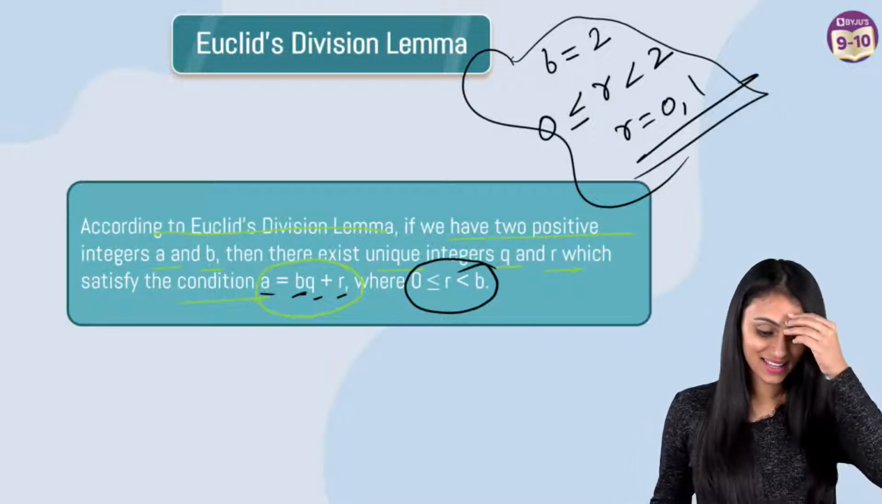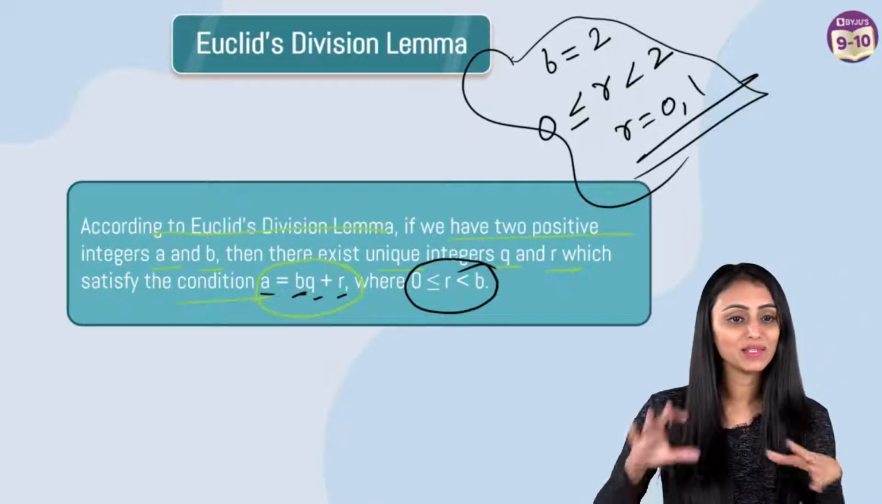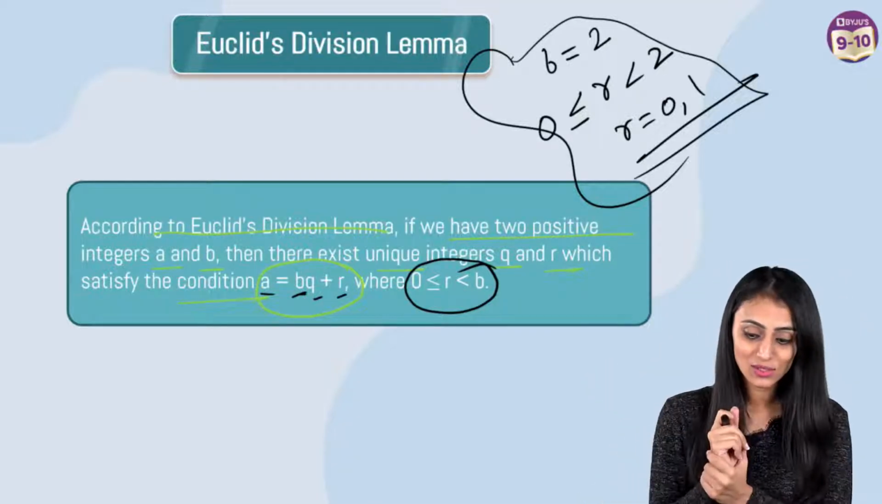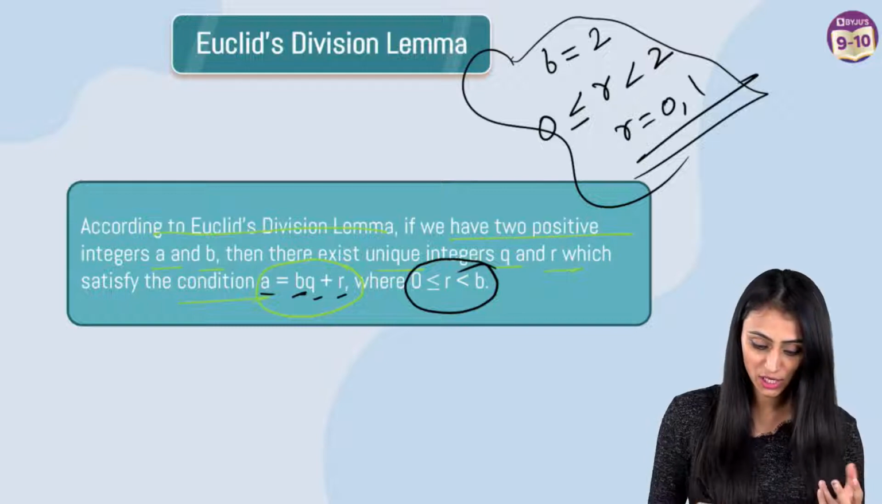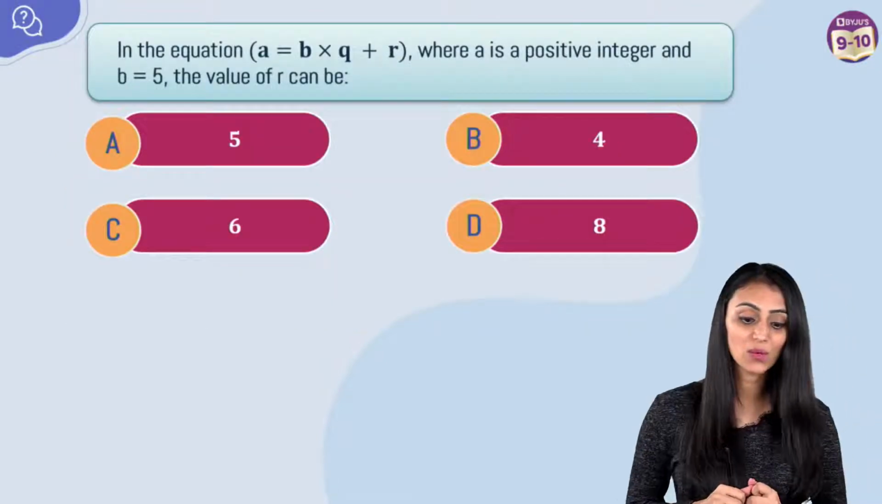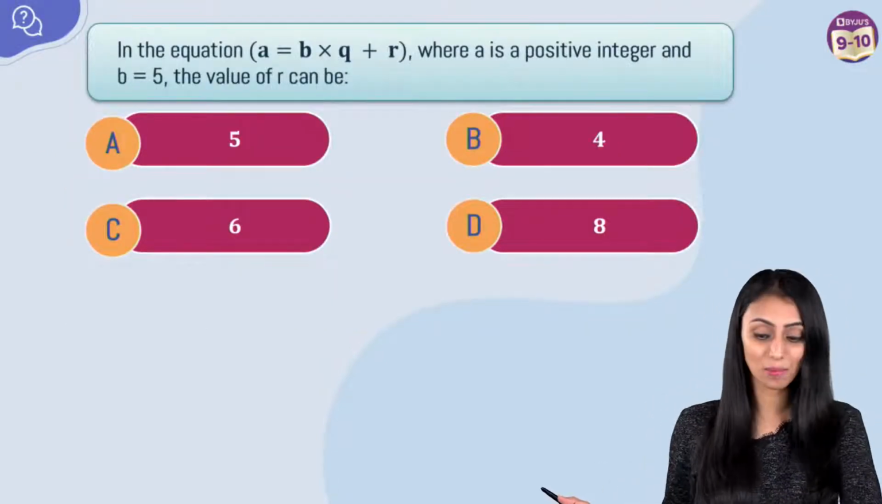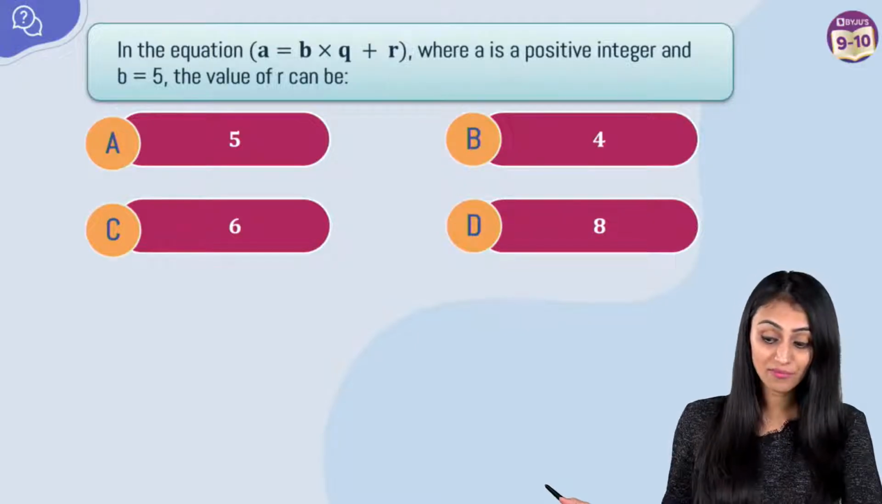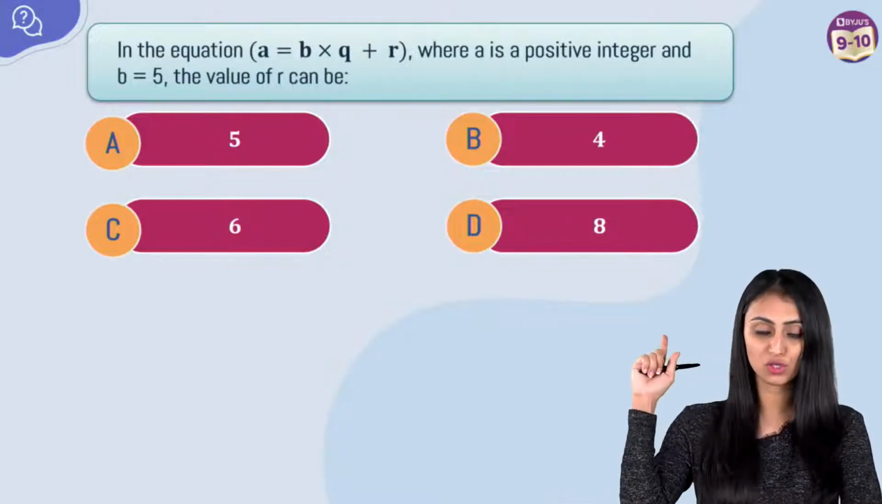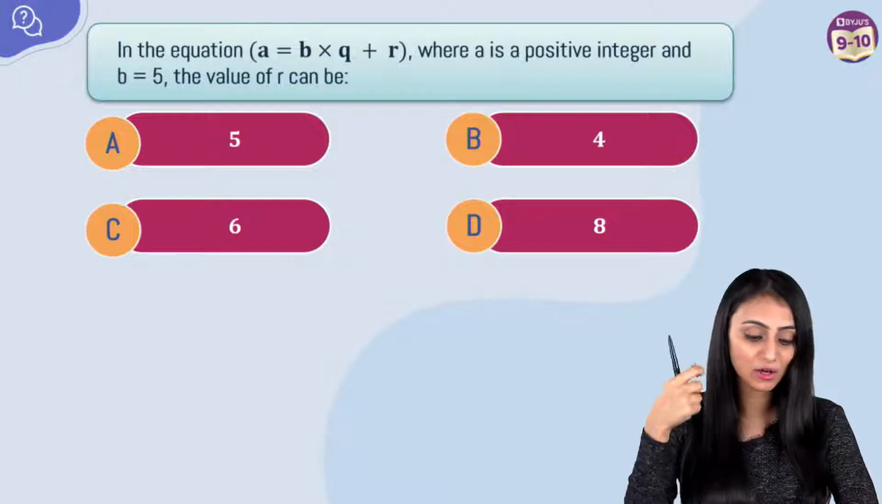Alright, so I hope this is clear to everyone, right? So let's try out a question based on this to check your understanding. In the question, a equal to b times q plus r, where a is a positive integer and b is 5. The value of r can be, you can see 4 options over here. Quickly tell me, what could be the value of r in this case?